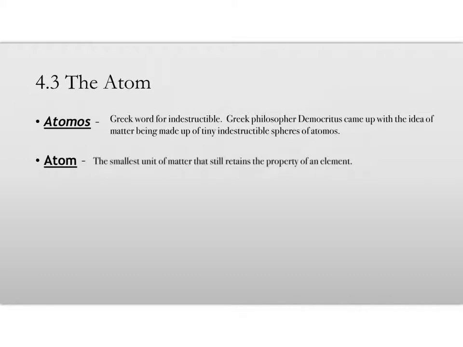And we now call the atom the smallest unit of matter that still retains the property of an element. So there's 118 elements that we know of that have been discovered. Those are the things in the periodic table. It's the simplest form of matter. They cannot be broken down into things that retain their properties.